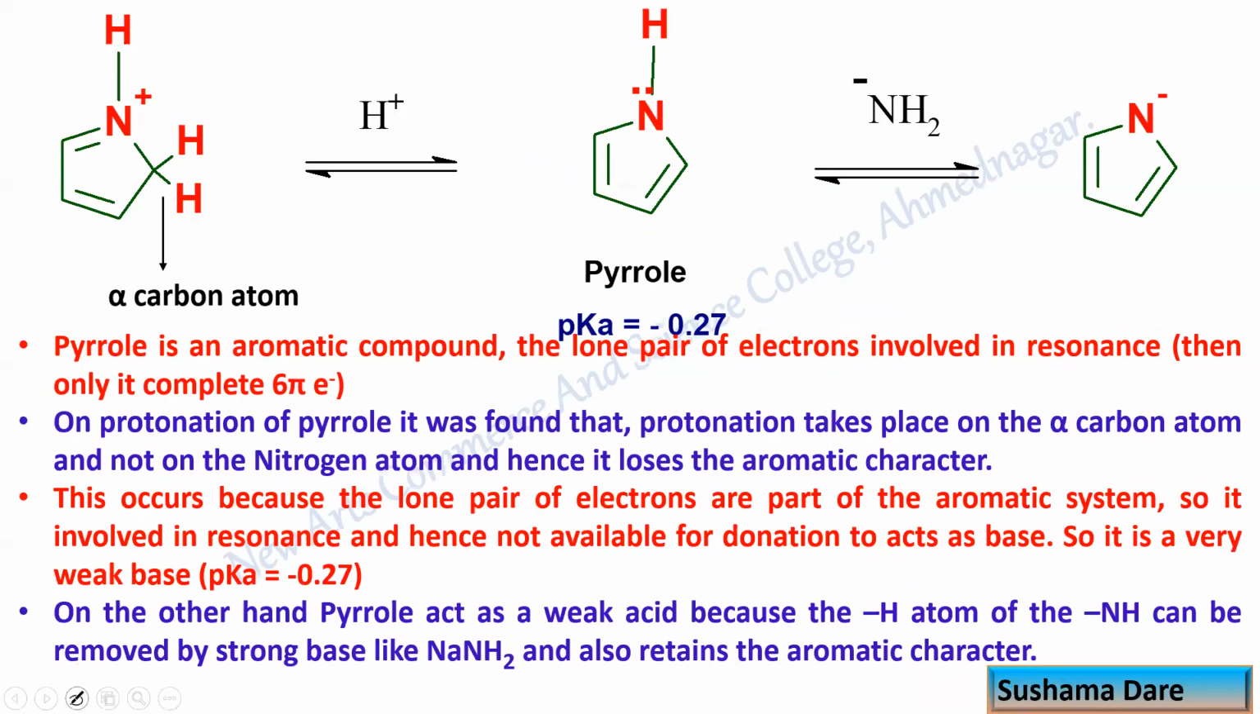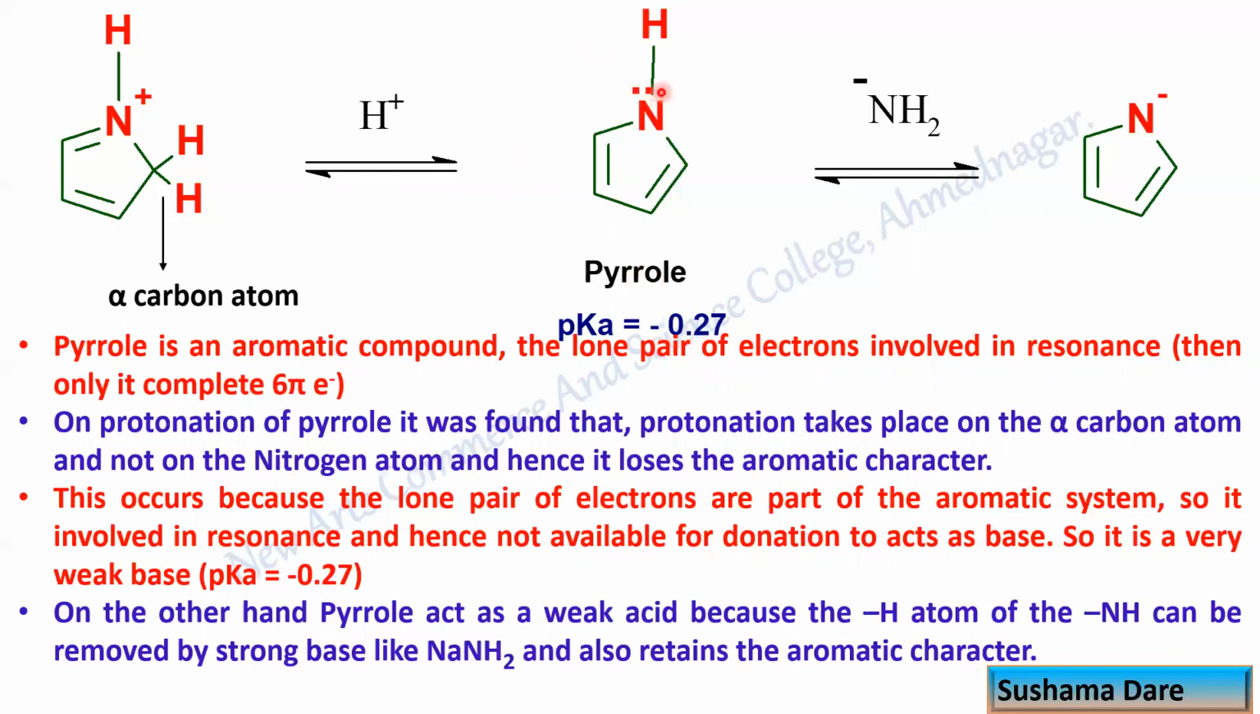Now this is the next example. In this example, this is a pyrrole molecule. If we consider pyrrole as a base, then pyrrole has to abstract the proton. If we consider it as an acid, then a base has to abstract its proton. Let us find out what is the role of pyrrole. Now the pKa value of pyrrole is minus 0.27, indicating it is a very weak base.